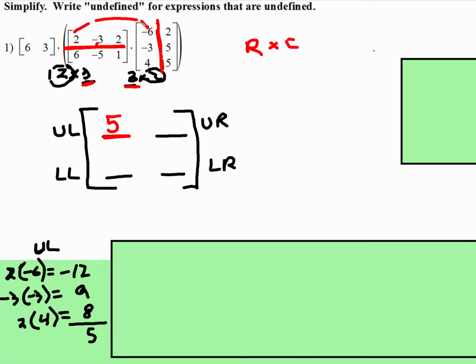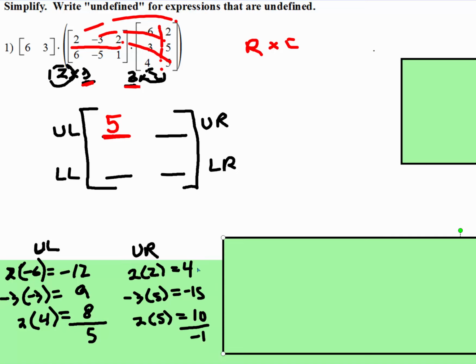Then upper right. So each one of these, so 2 times 2, 3 times 5, 2 times 5. You add those products and you get -1. Then I'm going to cover up all of this.